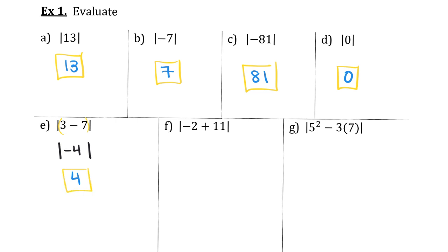Okay, for F, same idea. Absolute value is on the outside. These are like parentheses. -2 plus 11 is 9. And the absolute value of 9 is 9.